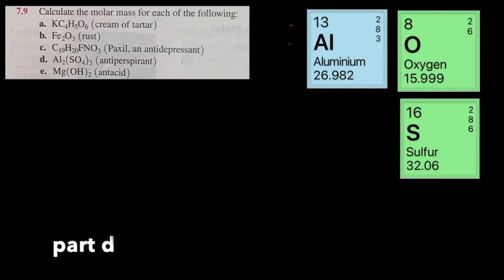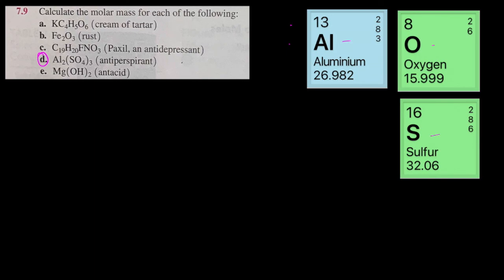Let's do the molar mass of this antiperspirant here. It might be found in your deodorant. So aluminium sulfate. This molecule or formula is composed of aluminium. I don't make this up. That's how the element is named. Sulfur and oxygen.